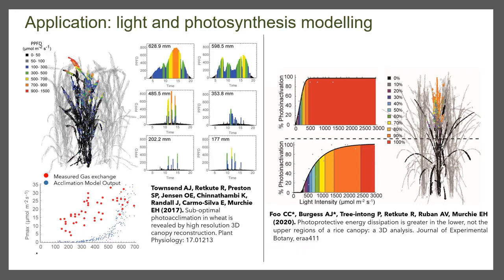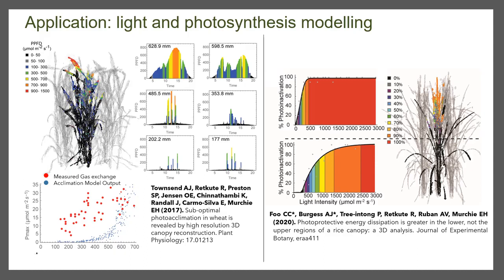So one application of this would therefore be light and photosynthesis modelling. And these are just two different examples of my work. On the left is using an empirical acclimation model to predict what is the optimal photosynthesis for any position in the canopy, given the past light environment. So given this ray tracing output, what can you expect?